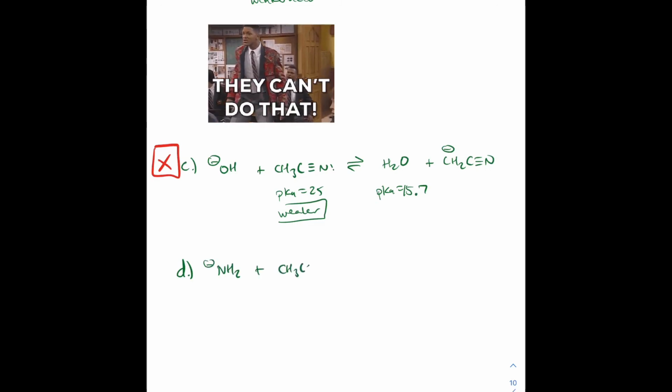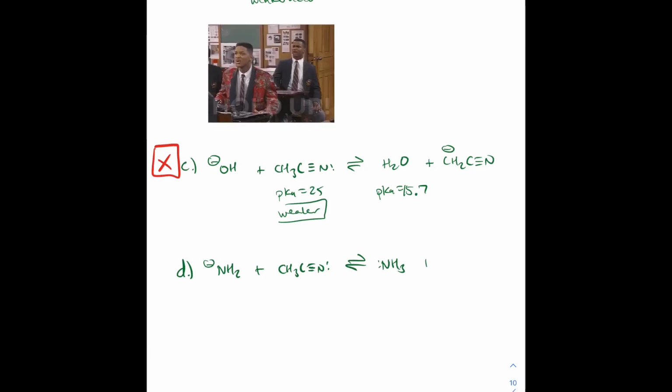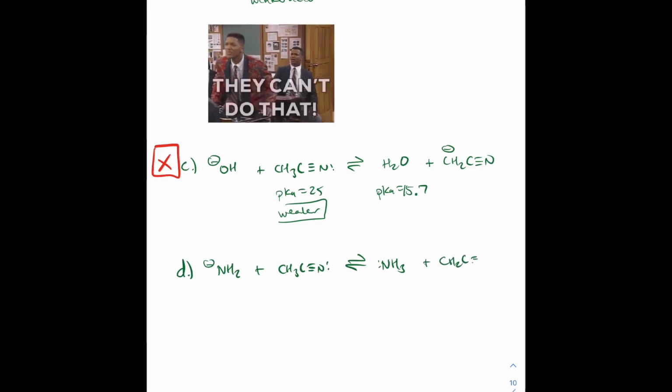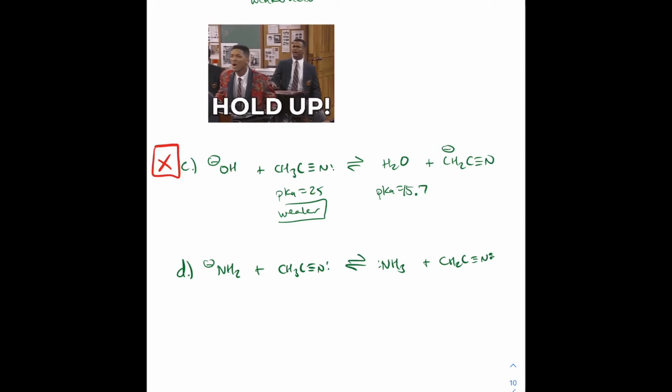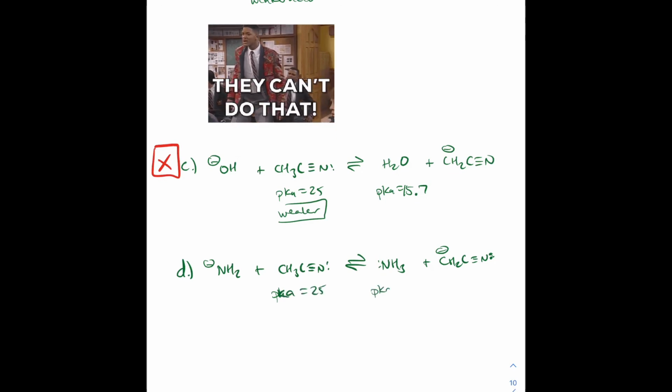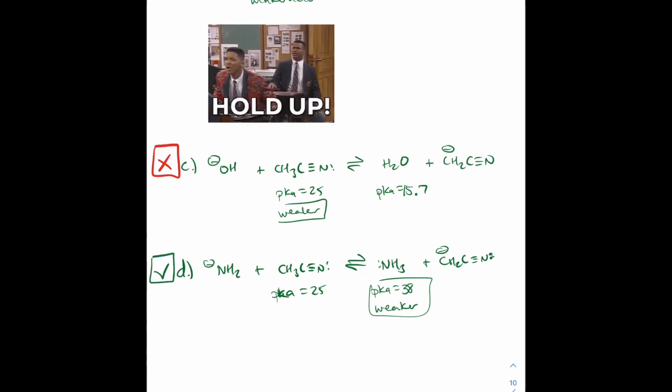Sorry, I'm just writing these things out as we go because I'm hoping that you already did them and got the same answer. So acetonitrile is a weaker acid than water, and so that reaction does not move forward. And then we've got pKa of 25 for this, and pKa of 38 for ammonia. For this particular reaction, pKa of 38 is a weaker acid, and therefore this reaction will move forward.